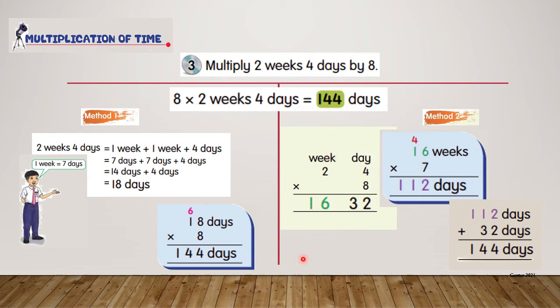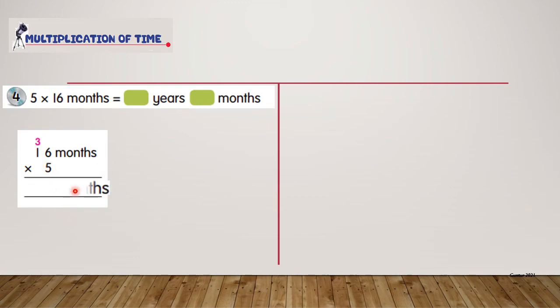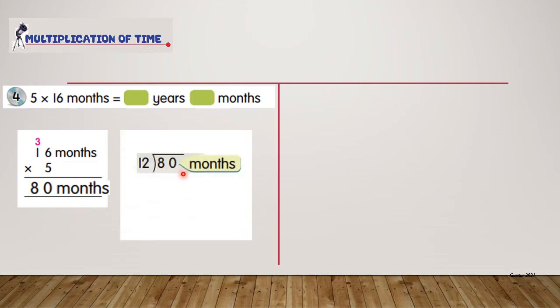Okay, we go to the next questions. Next example. Number 4, 5 times with 16 months. The answer in years and months. First, 16 months times with 5, the answer is 80 months. Now 80 months we convert to years and months. We convert 80 months divide by 12 months. 12 months is equal to 1 year. So 6 times 12 got 72, and the remainder here is 8. The answer is 6 years 8 months.